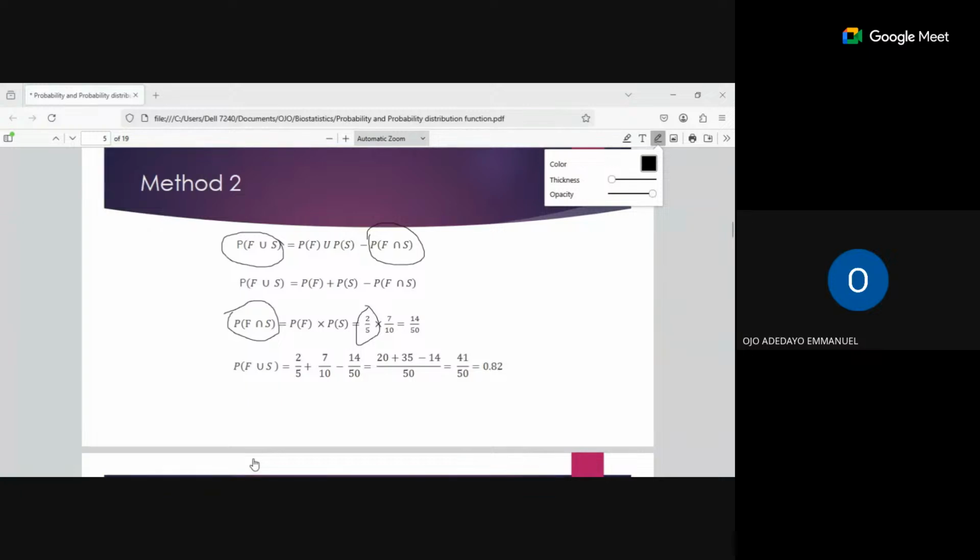So if you have any question, please ask now. If you don't understand it, you can go over the video again, but now you can still ask questions before we move to the probability distribution function.